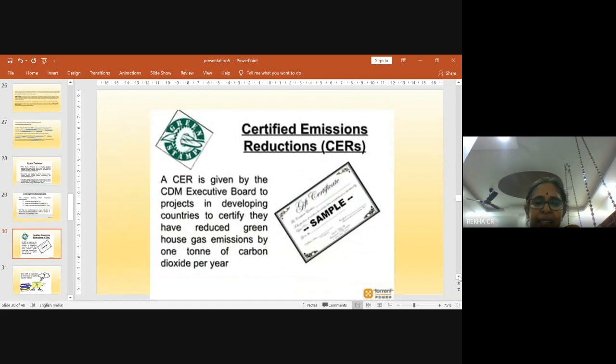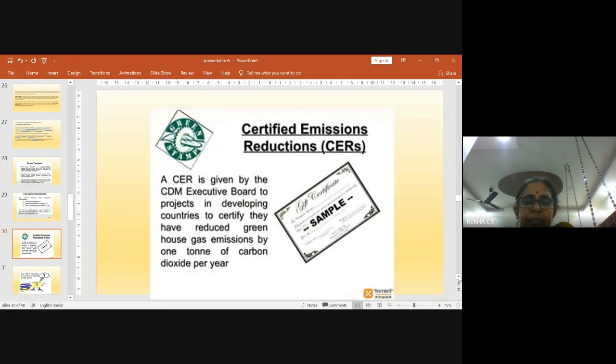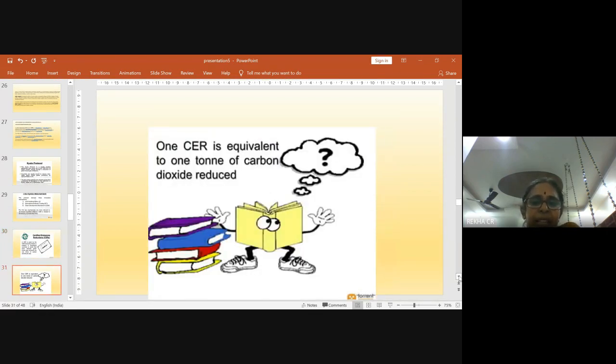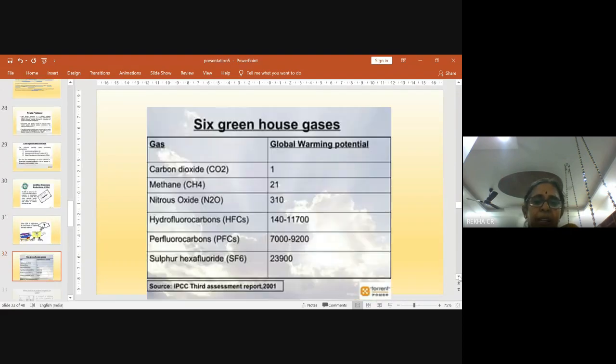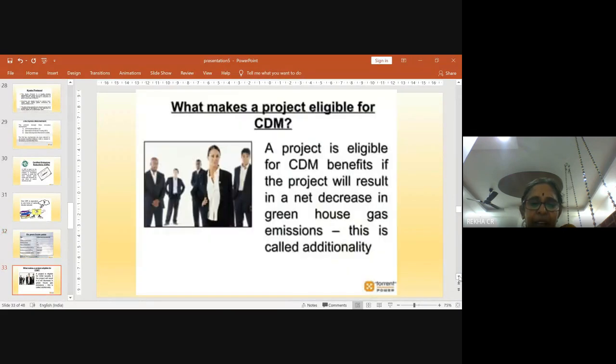A CER, Certified Emission Reduction, is given by the CDM Executive Board to projects in developing countries to certify that they have reduced greenhouse gas emissions by 1 ton of carbon dioxide per year. So one CER is equivalent to 1 ton of carbon dioxide reduced. The six greenhouse gases responsible for global warming are carbon dioxide, methane, nitrous oxide, HFCs, PFCs, and sulfur hexafluoride.